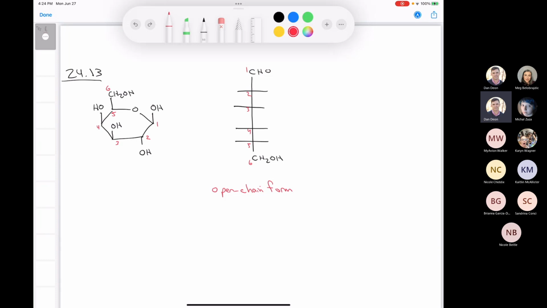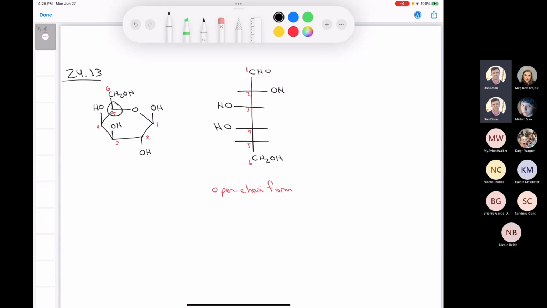Here's the rule. Anything that is pointing down is going to end up on the right-hand side of the molecule, the right-hand side meaning this side over here. And anything that's pointing up is going to end up on the left-hand side. So watch. Carbon number 2, the hydroxyl is pointing down, so it's going to be on the right-hand side. Carbon number 3, hydroxyl's up. Carbon number 4, hydroxyl's up. So both of those are going to be on the left-hand side.